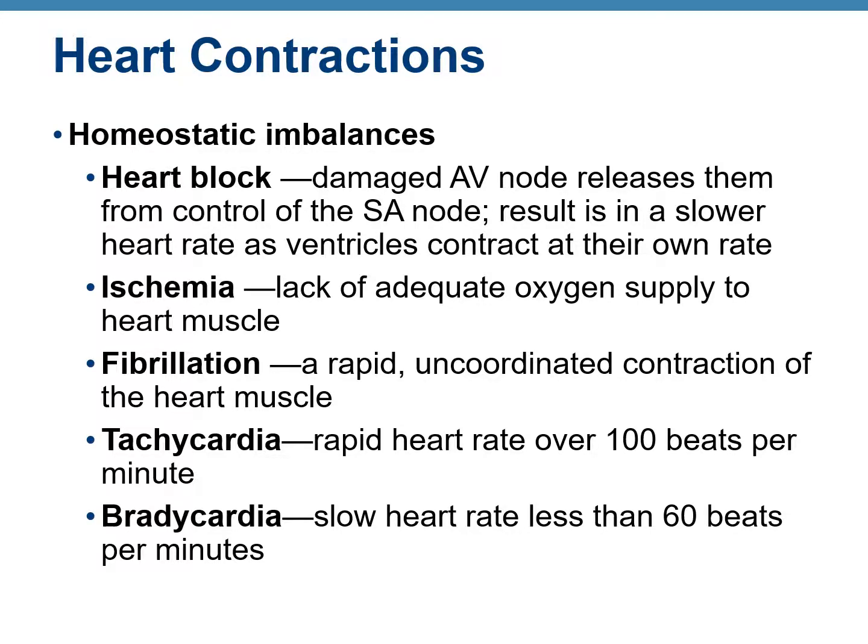In addition to this, there is ischemia, which is also known as angina pectoris. This is lack of oxygen supply going to the heart muscle. This could be caused by atherosclerosis or arteriosclerosis, which means blockage of the coronary blood vessels. Fibrillation is a rapid, uncoordinated contraction of the heart muscle. You're going to learn more about this in the next semester when you do physiology.